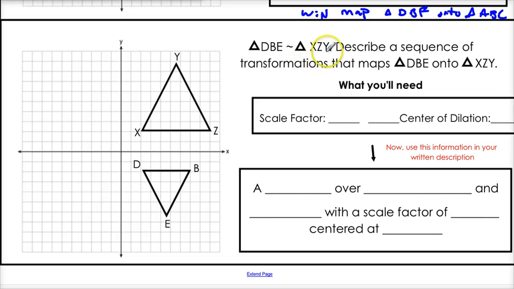All right, let's try another one. Triangle DBE and XYZ are similar. Describe a sequence of transformations that maps DBE onto XYZ.